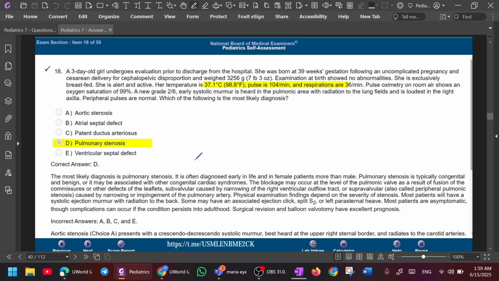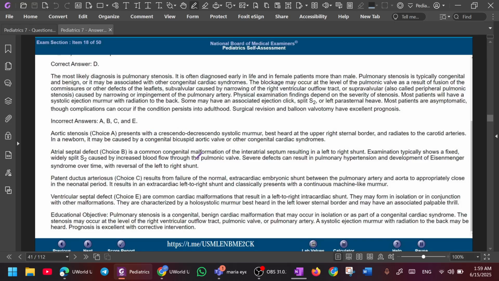It's not ASD. What is ASD? ASD is a common congenital malformation of the interatrial septum resulting in left to right shunt. Examination typically shows a fixed, widely split S2 caused by increased blood flow to the pulmonic valve. Severe defects can result in pulmonary hypertension and Eisenmenger syndrome with reversal of the shunt. Okay. Okay, next.